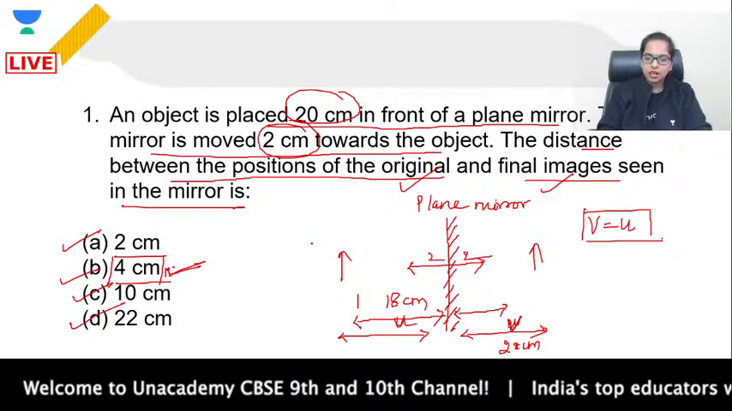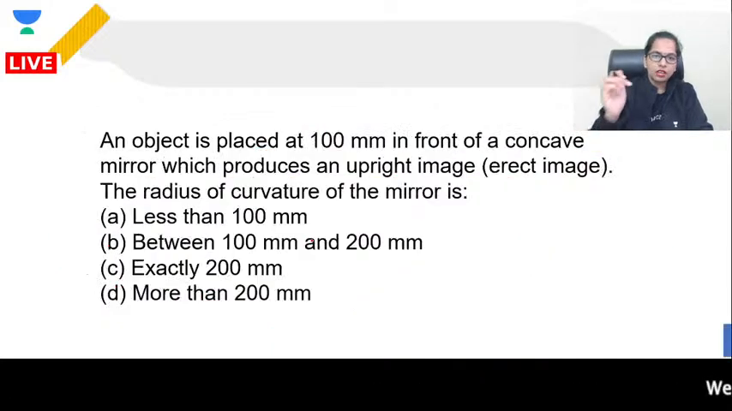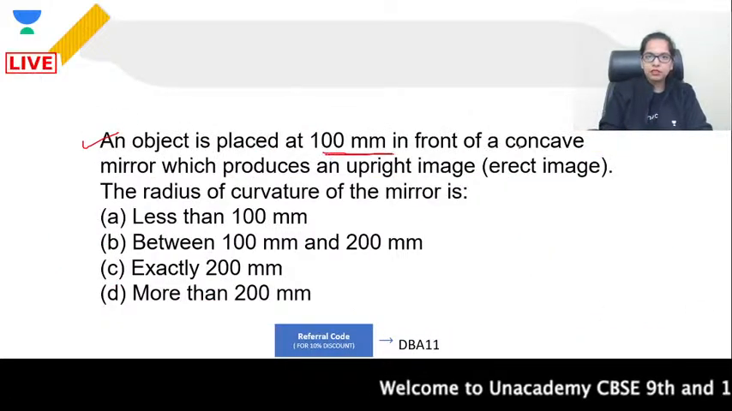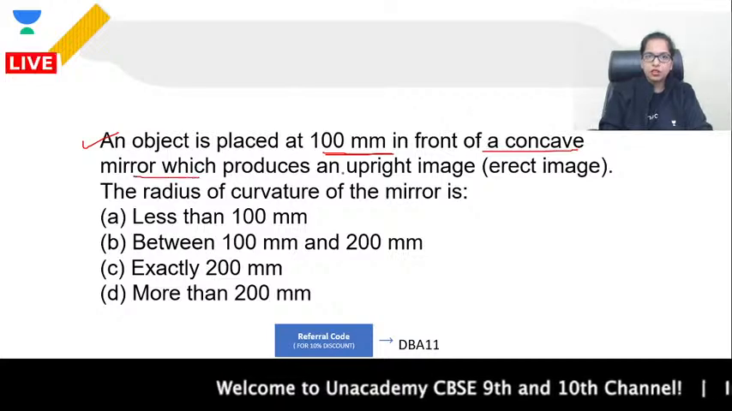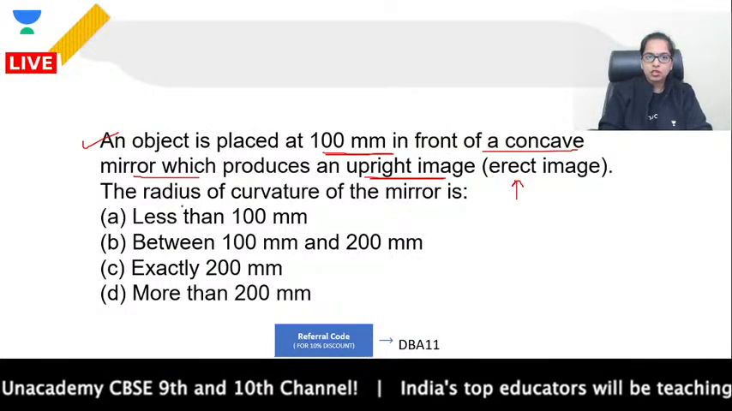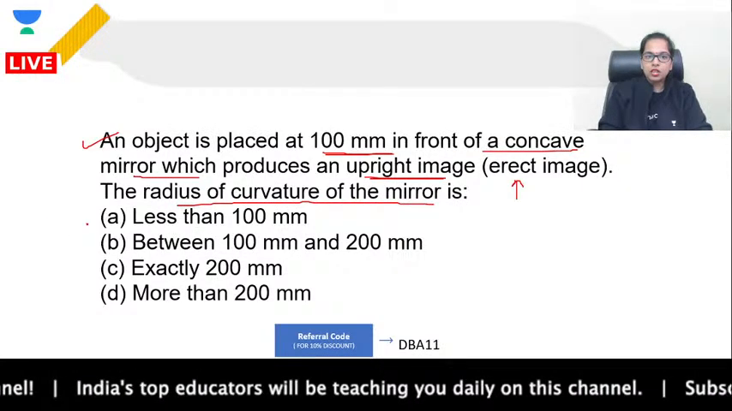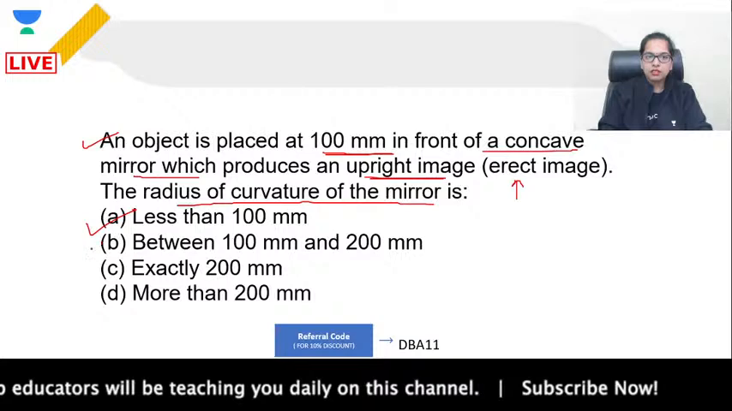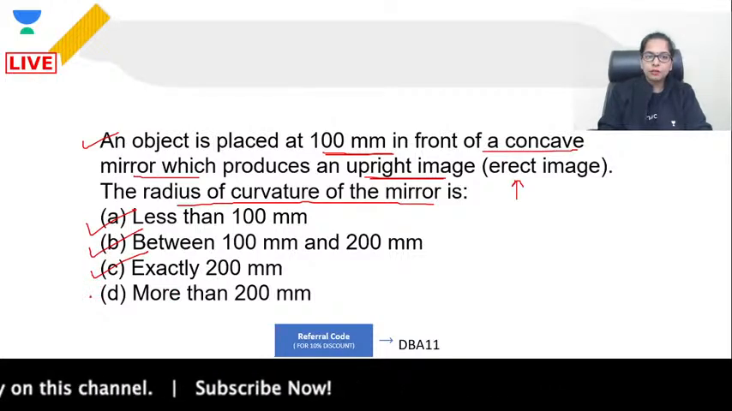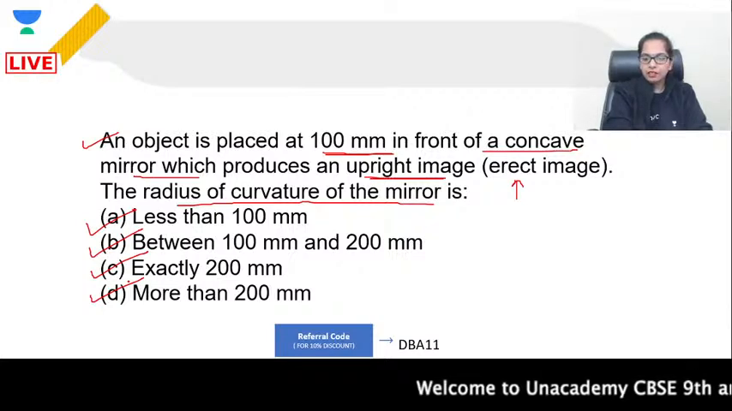4 centimeters is the right answer. Okay, now I am moving to the next question. An object is placed 100 millimeters in front of a concave mirror which produces an upright image, that is an erect image. The radius of curvature of the mirror will be how much? Less than 100 millimeters, between 100 and 200 millimeters, exactly 200 millimeters, more than 200 millimeters. Quickly answer for this.